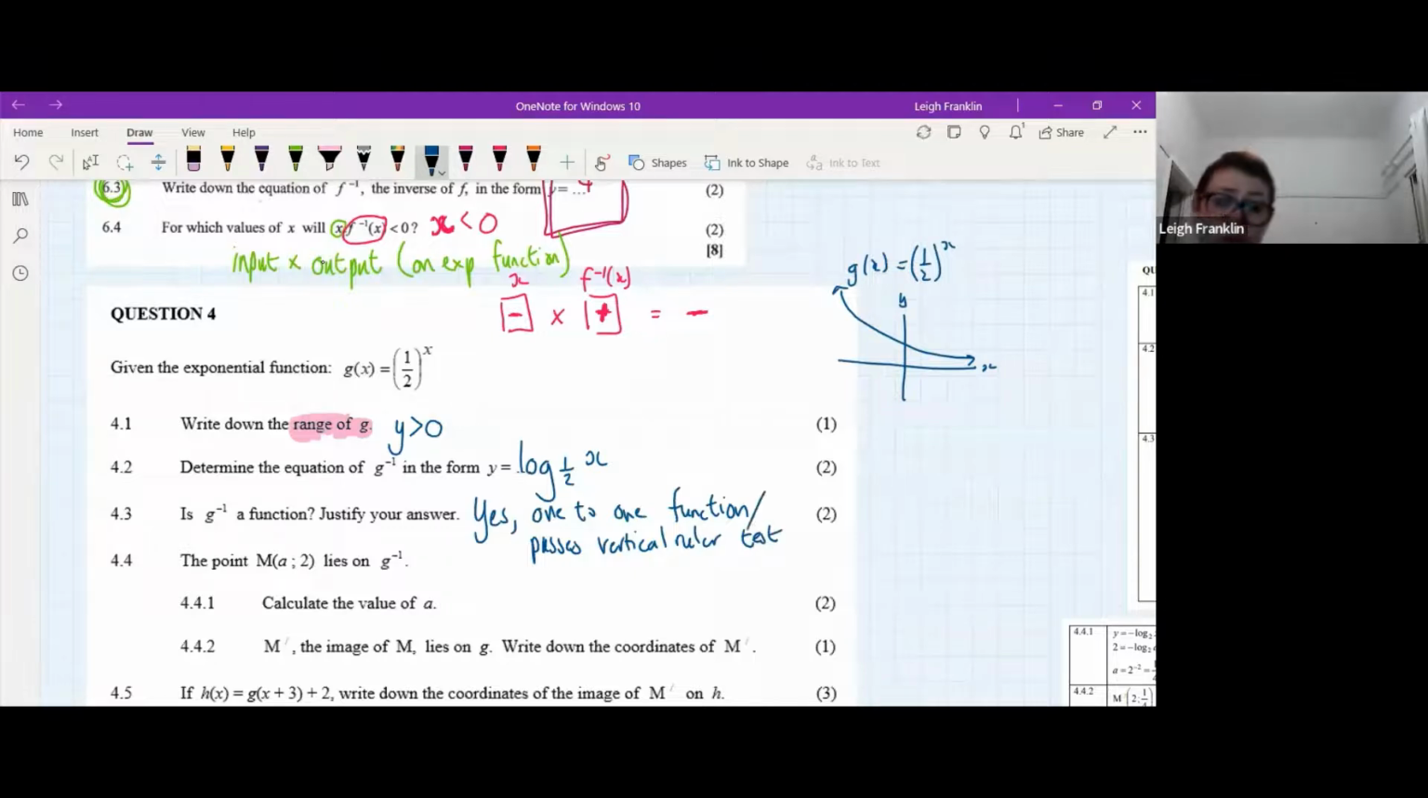Okay, so yes, it's a one-to-one function. It passes the vertical line test. Okay, good job. That was really nice. Well done. So we should get 2 marks for that. We can look at the memo afterwards as well.